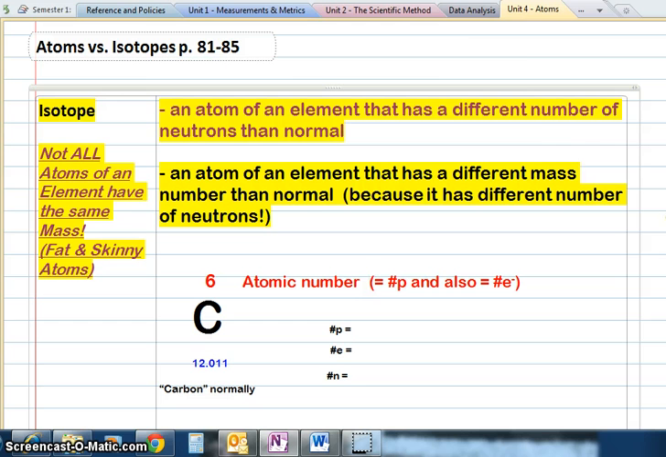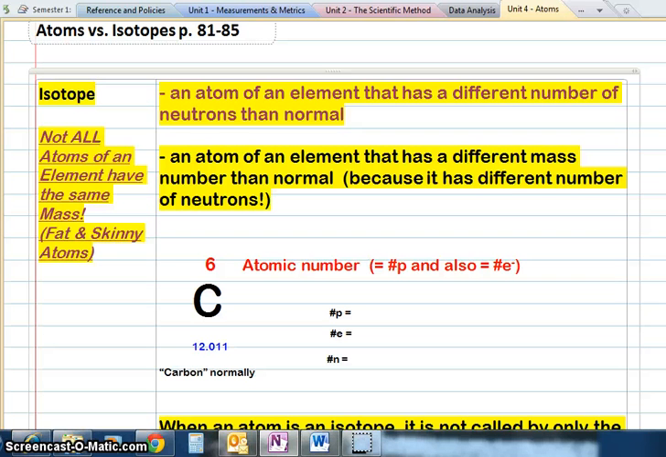Now, ions are atoms that have goofy numbers of electrons. Isotopes are atoms that have goofy numbers of neutrons. We've talked a little bit about this in class, but basically it's an atom that has a different number of neutrons than normal, and so it has a different mass number. In bigger atoms, the number of neutrons is greater than the number of protons because the neutrons space out the protons.